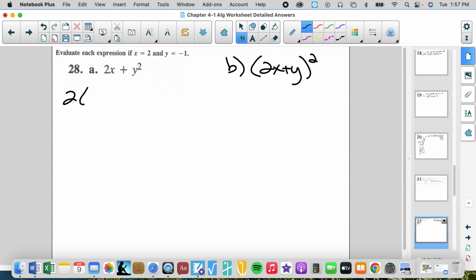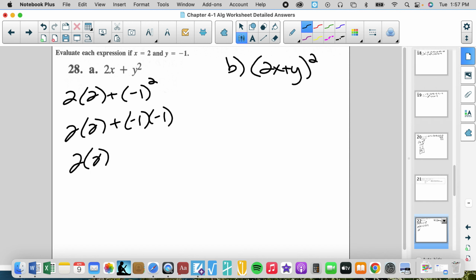We have 2 times x, which is 2, plus the quantity -1 squared. So we're going to do the exponent first. So -1 squared is -1 times -1, which equals 1. And now we'll do multiplication before addition. So that's 4 plus 1, which equals 5.